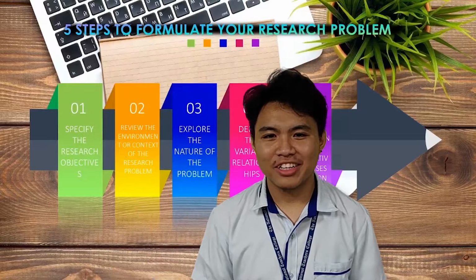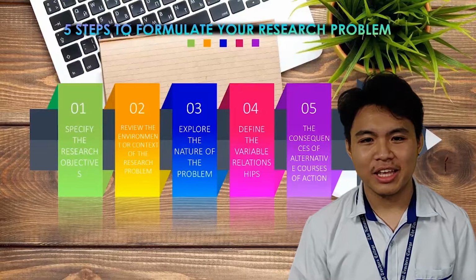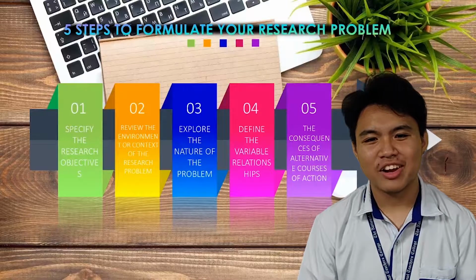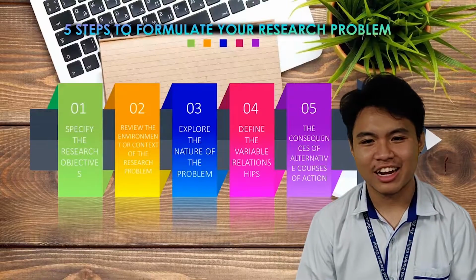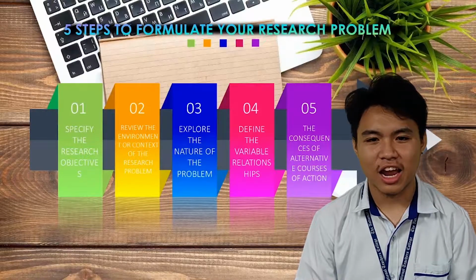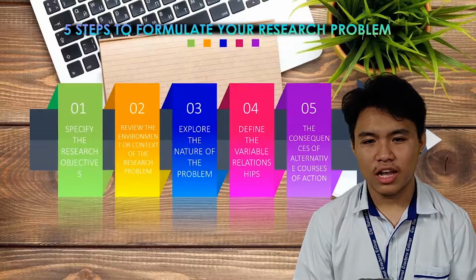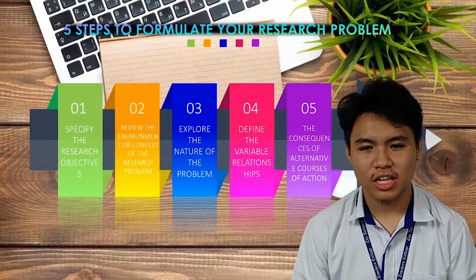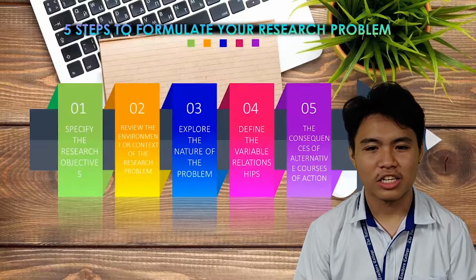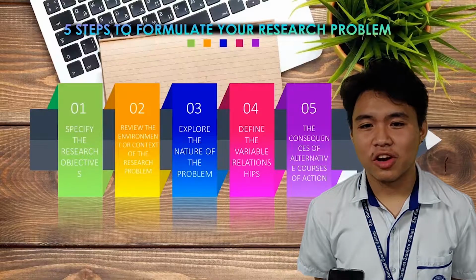Step 3. Explore the nature of the problem. Research problems range from simple to complex, depending on the number of variables and nature of their relationship. Sometimes the relationship between two variables is directly related to a problem or question. At other times, the relationship is entirely unimportant. Step 4. Define the variable relationships. During the problem formulation stage, you will want to generate and consider as many courses of action and variable relationships as possible. Step 5. The consequence of alternative courses of action.